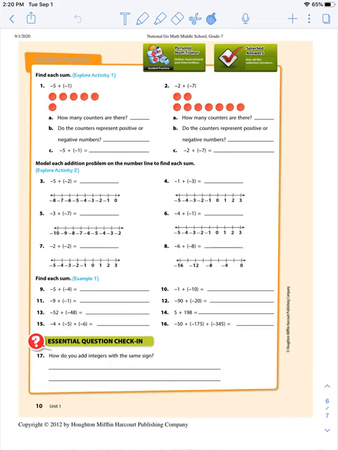All right, your assignment today is to do numbers 3 through 15 odd. That is just the left side. Email me if you need any help.